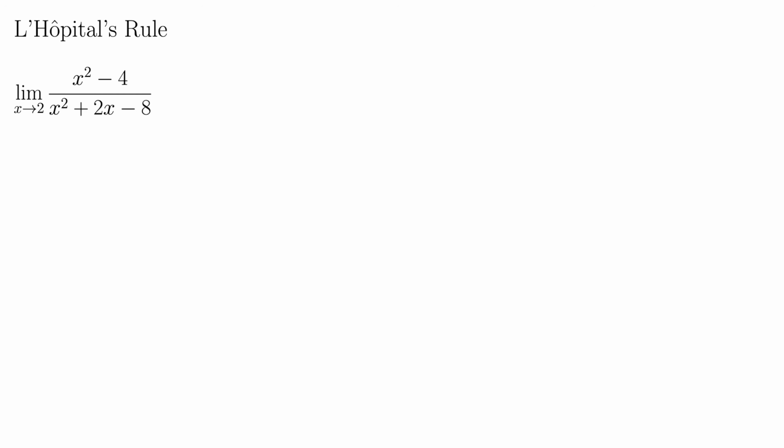We have the limit as x goes to 2 of x squared minus 4 over x squared plus 2x minus 8. We'll do it the old way, and then I'll show you a new way of doing it with L'Hopital's rule. So here's the old way. We tried to evaluate the limit, so we put in 2, and we get 0 up top. Putting in 2 in the bottom gives us 0 again. Well, 0 over 0 is an indeterminate form.